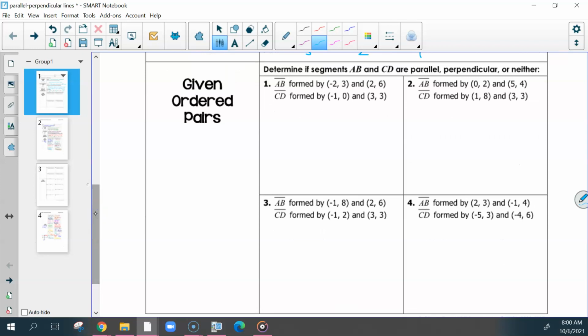We'll do one of these examples and then I'll say. So these examples give you ordered pairs. You have to determine is the slope parallel, perpendicular, or neither. So find the slope of both. Remember that to find your slope it's y2 minus y1 over x2 minus x1. And we're going to do that twice. One for AB and one for CD.